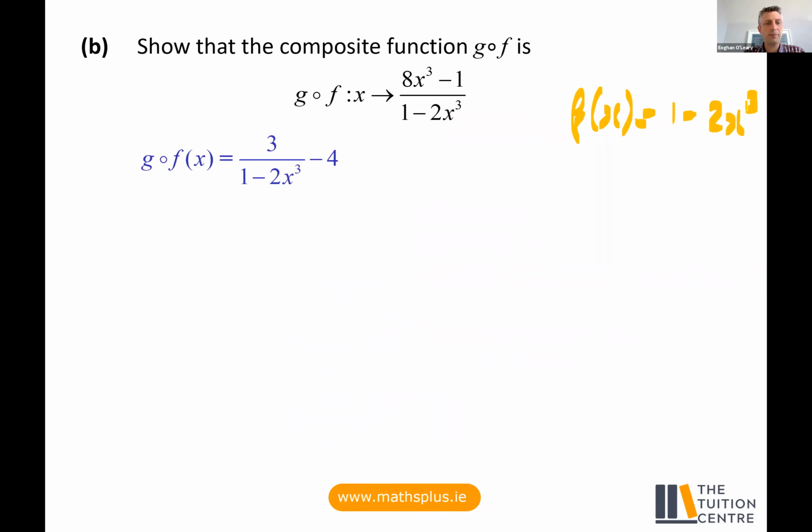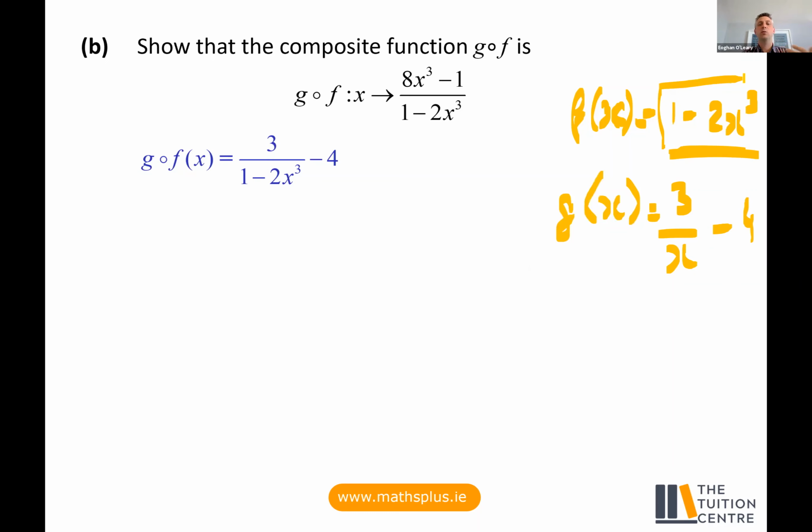So what have we got? g after f of x. In this case, the x is the initial input. The 1 minus 2x cubed is the initial output. But that initial output becomes the input in the function g of x. So g of x, if you recall, was 3 over x minus 4. And so what I'm saying here is 1 minus 2x cubed is going to become the input in that function. So it's going to get put in place of x.